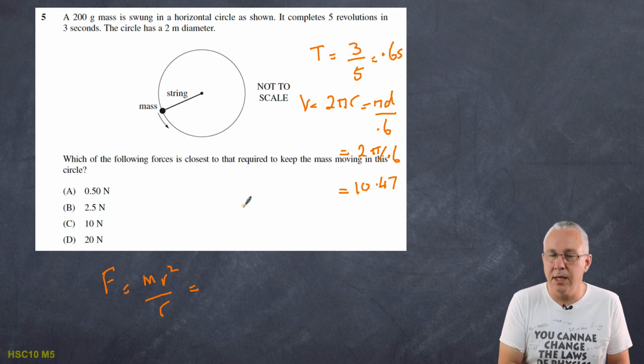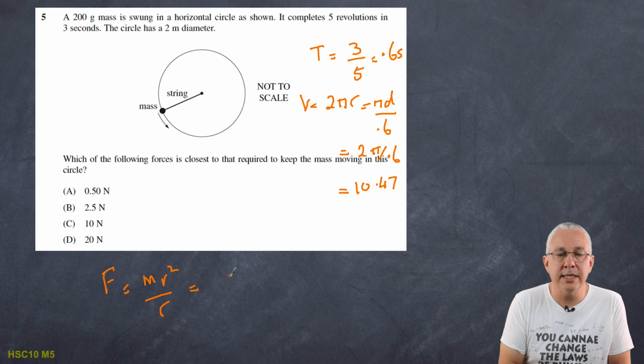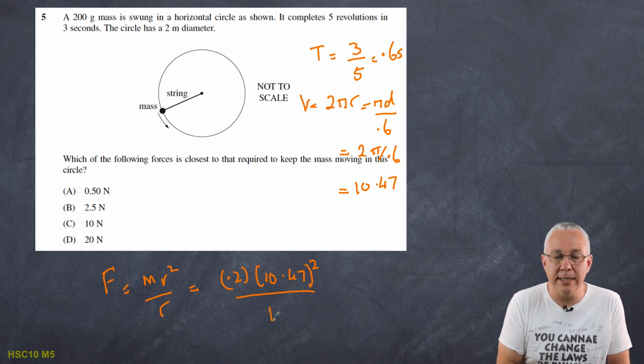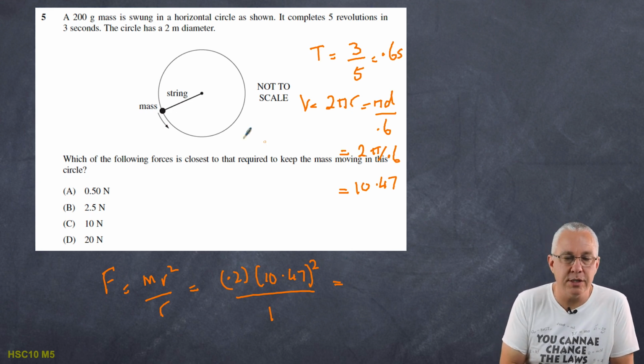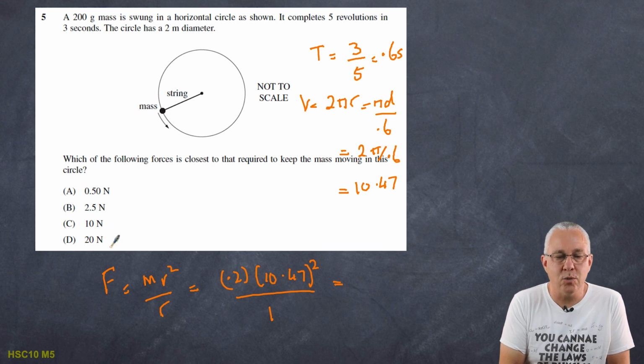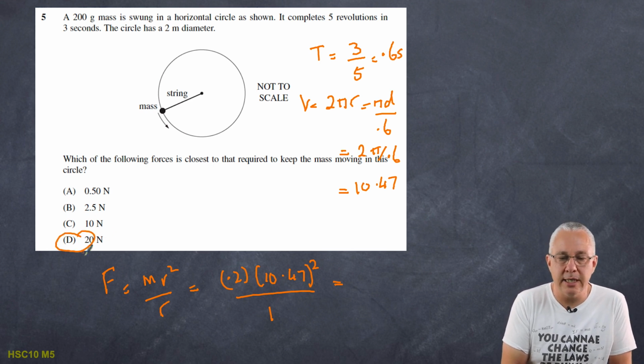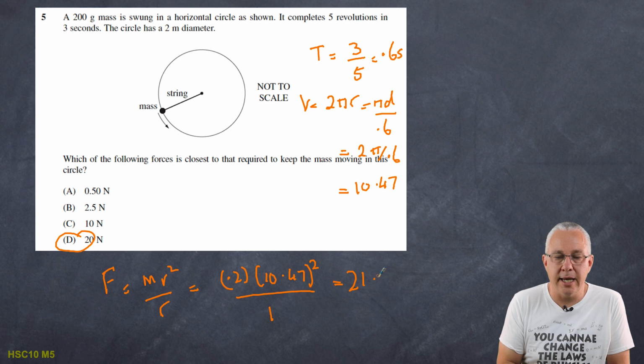10.47. Now we have the mass, that is equal to 0.2. We multiply by our value that we established was 10.47, and we square that and we divide that by the radius, and our radius in this case is 1 meter, and we get 21.9 newtons. Looking at our responses, it's closest to the 20 newtons, so D is our correct answer.